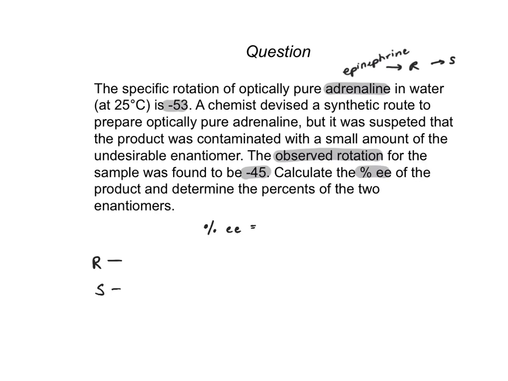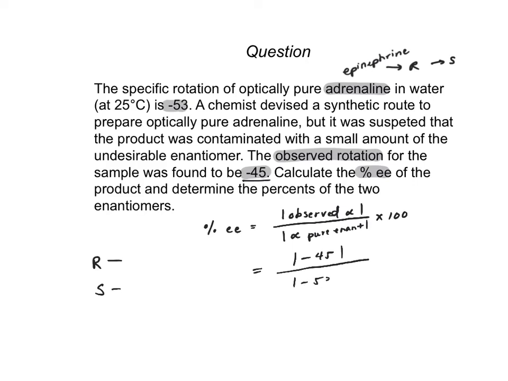Okay, so we'll go ahead and rewrite that equation. We're going to calculate the percent enantiomeric excess from a solution by taking the absolute value of the observed rotation, and dividing it by the absolute value of the specific rotation, so the rotation for the pure enantiomer. And we're going to multiply that by 100. Okay, so again, our observed rotation was minus 45 degrees. So we'll put in the absolute value of minus 45. And the specific rotation for that pure enantiomer was minus 53 degrees, right?